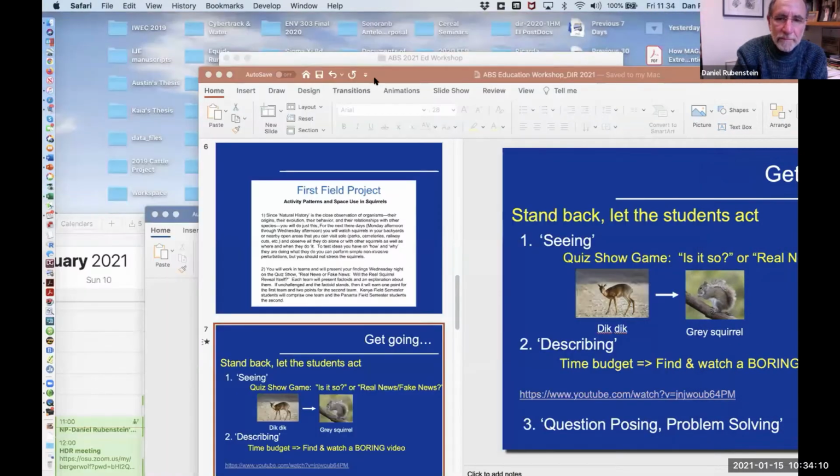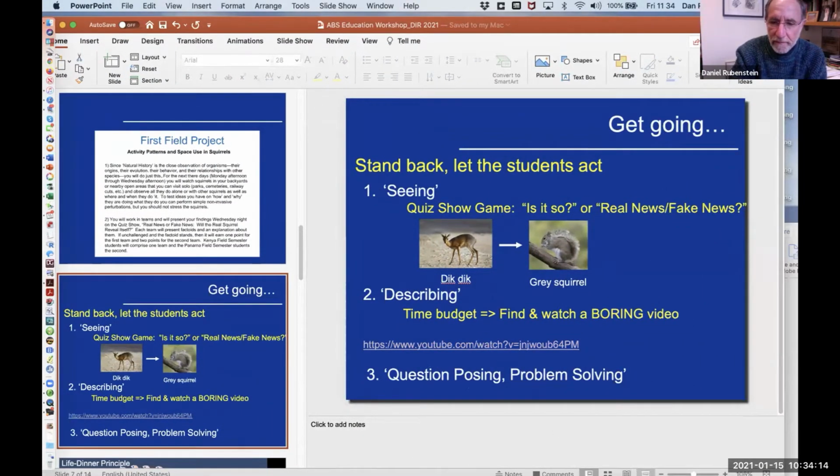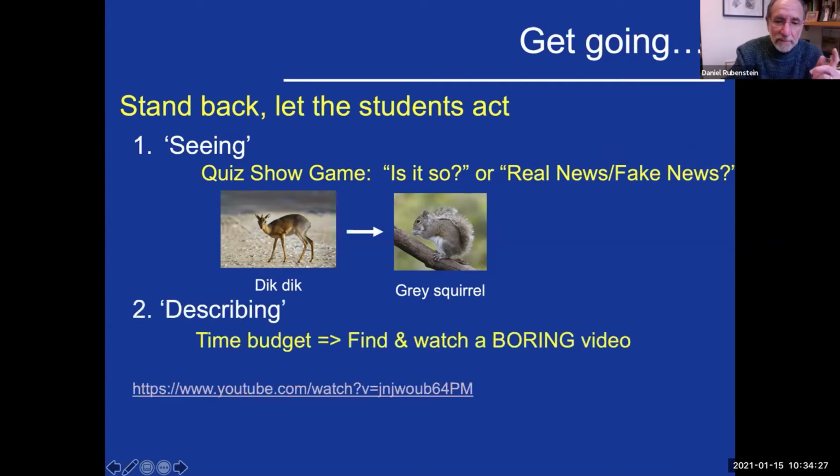Okay. So that's the time budget side. And it works out great because they take ownership of it. And each group talks about it. They come up with their own story, and different people see things differently. That's the take-home message. And that's really, really important.